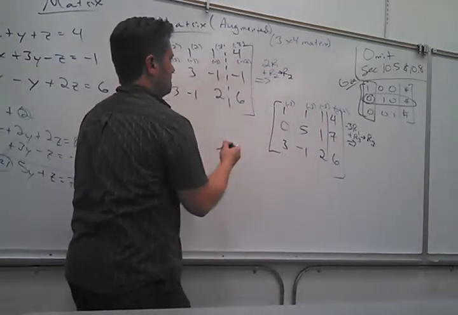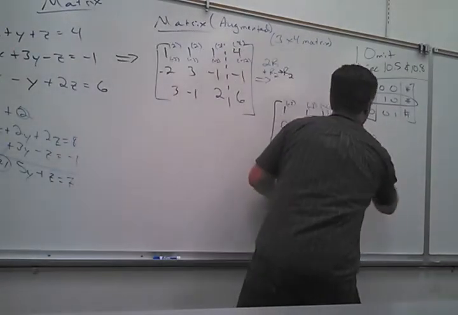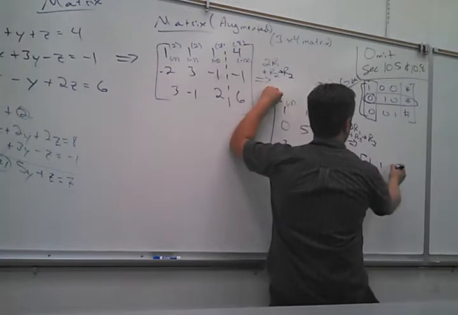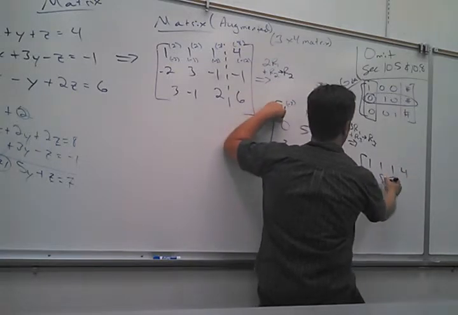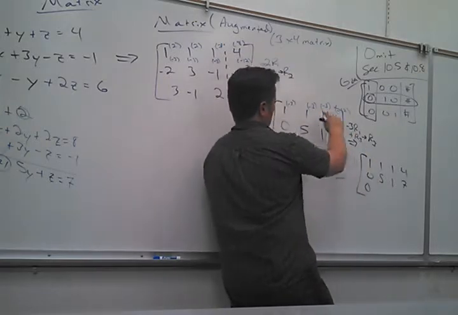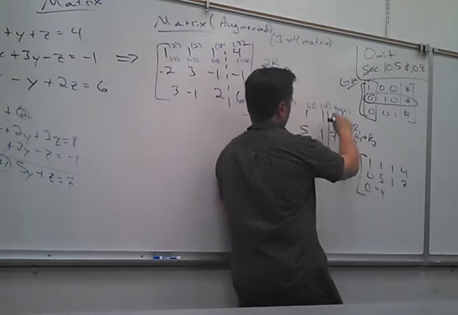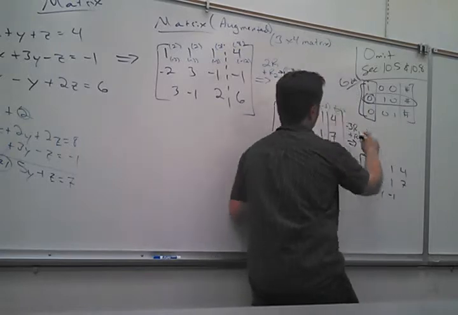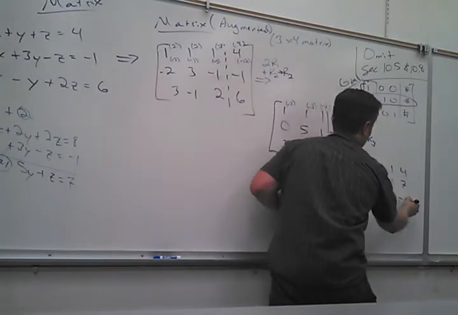So what does that become then? 0, negative 3. Yeah, see. First row stays the same. Second row stays the same. Third row becomes 0, negative 4, negative 1, and negative 6. I love it.